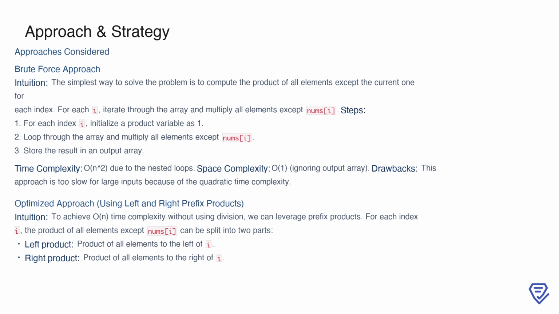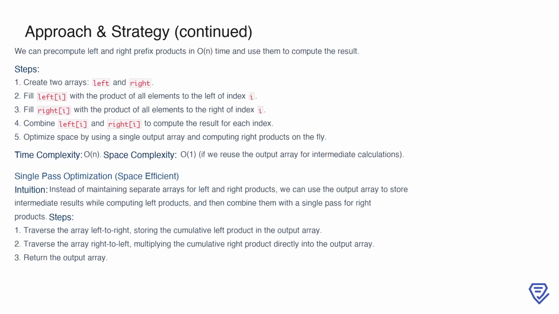These two components can then be multiplied together to get the desired result for each index, all while avoiding division, which is not allowed in this problem. By leveraging the concept of prefix products, we can achieve a time complexity of O(n). The process involves creating two auxiliary arrays, left and right.